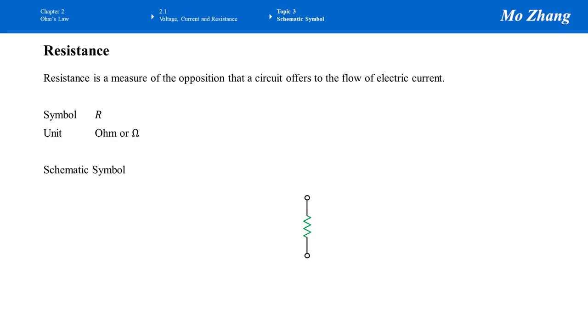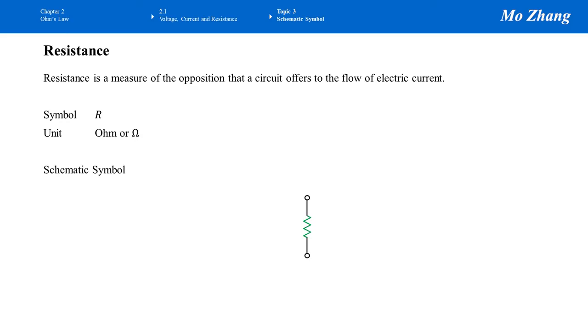Next, we have resistance. Resistance is a measure of the ability of a material to resist electric current flow. A big resistor can resist more current. A small resistor can only resist less current. Resistance does not need to block current. It limits current or reduces the amount of current in the circuit. We need to reduce the current flow in the circuit because too much current can damage some electronic devices. The resistor symbol is R, the unit is ohm, or preferably just use omega.